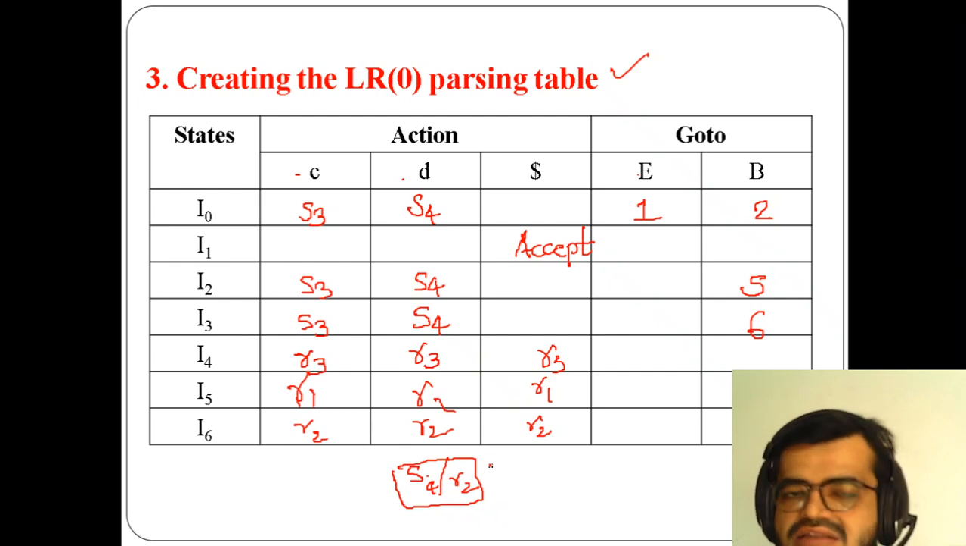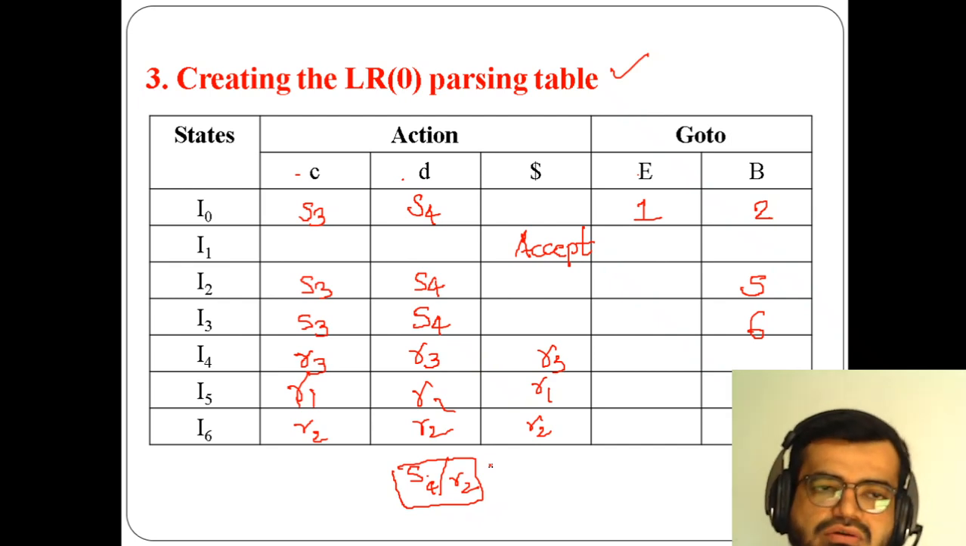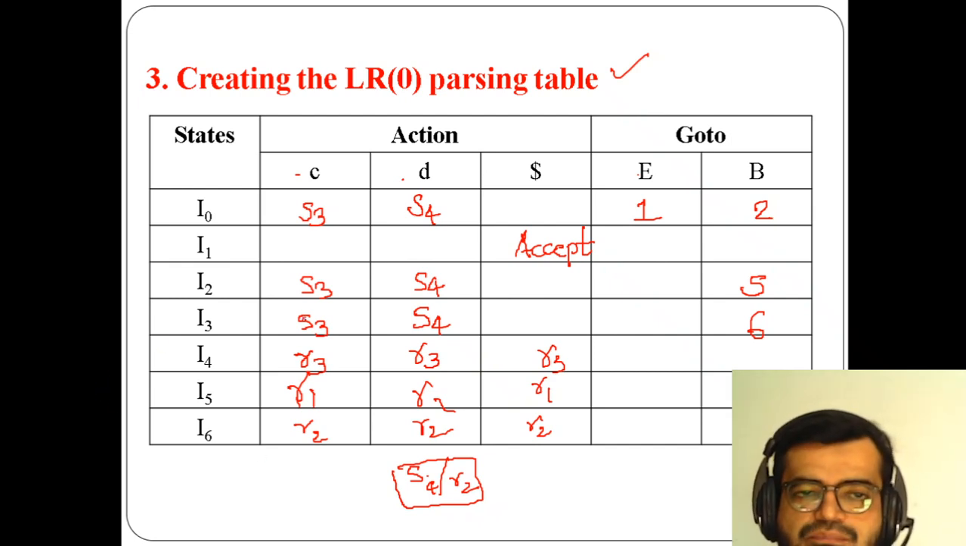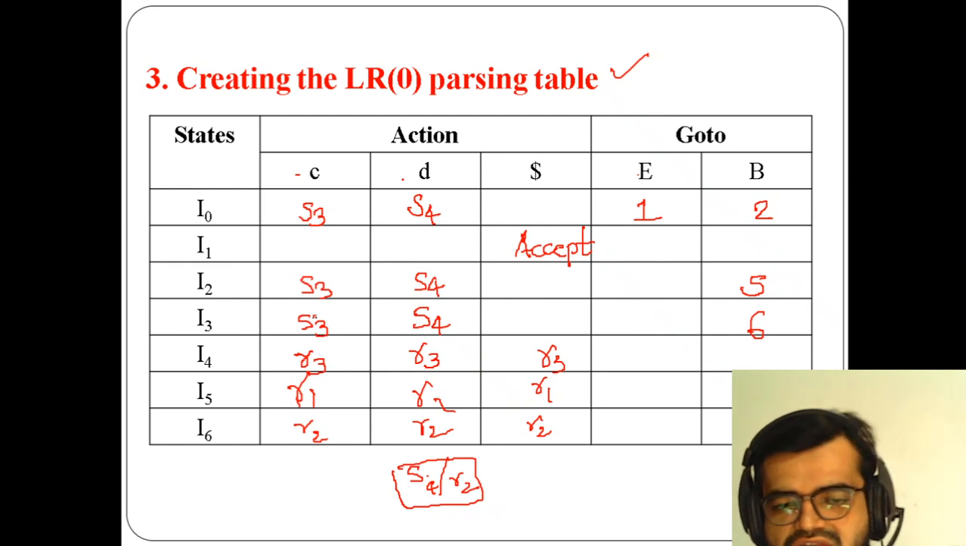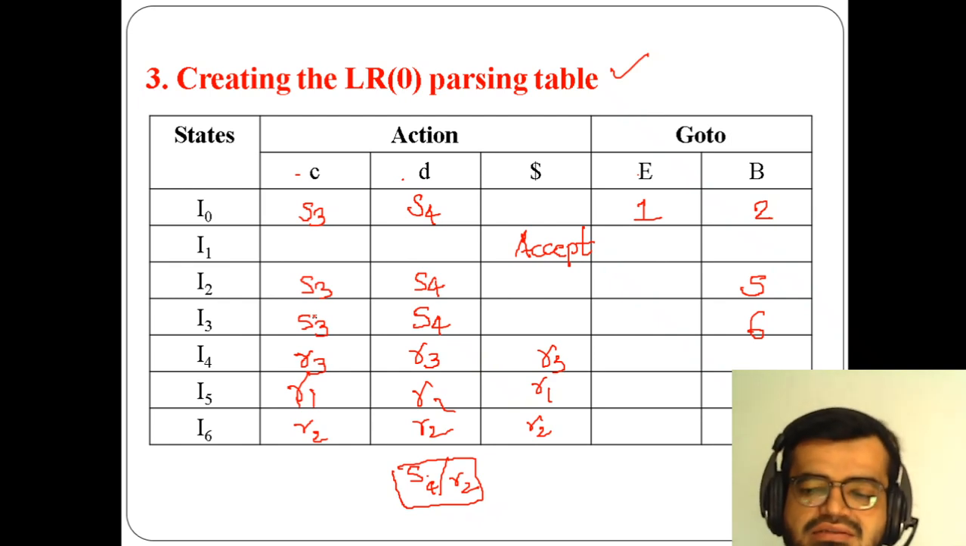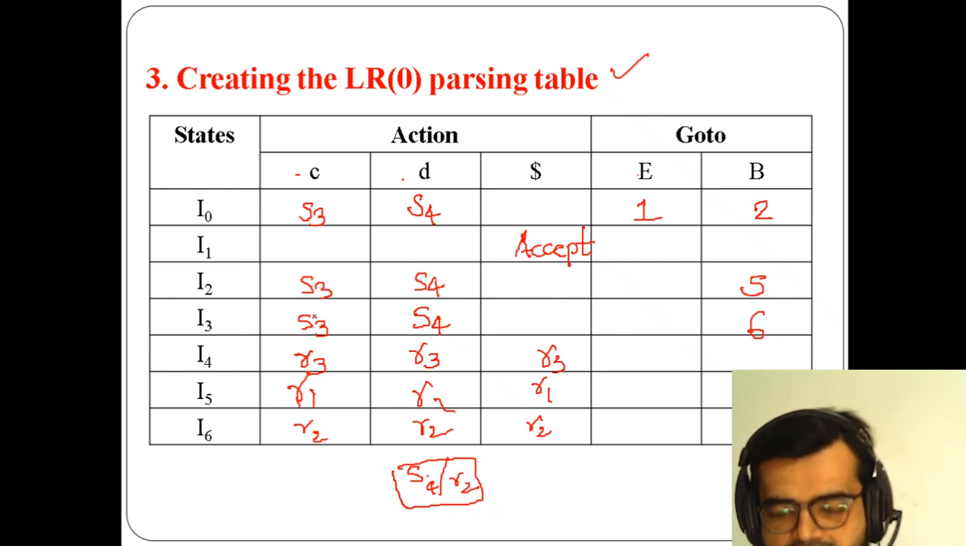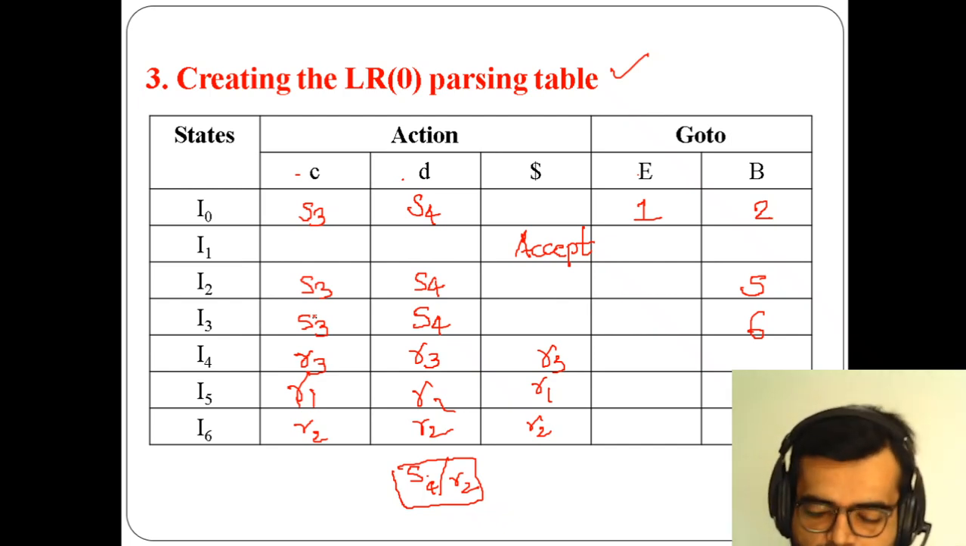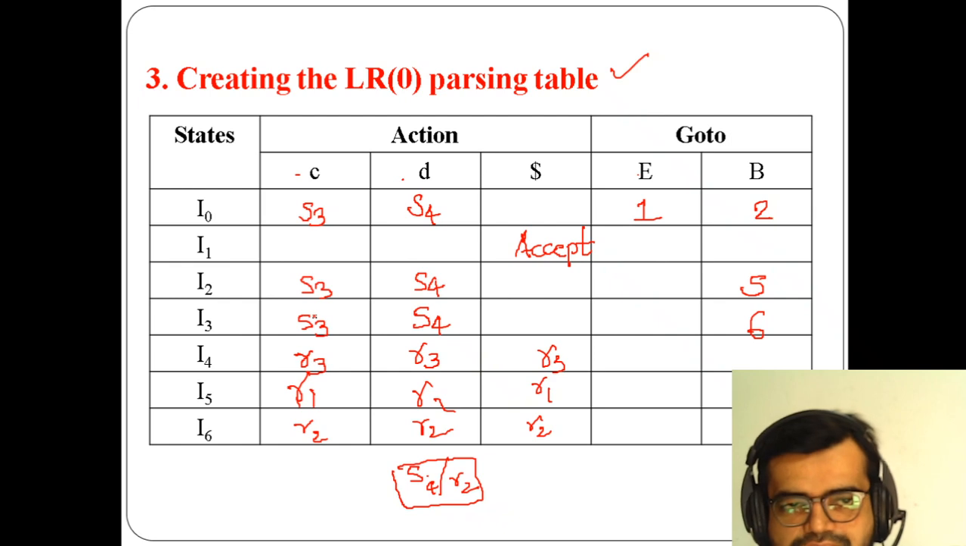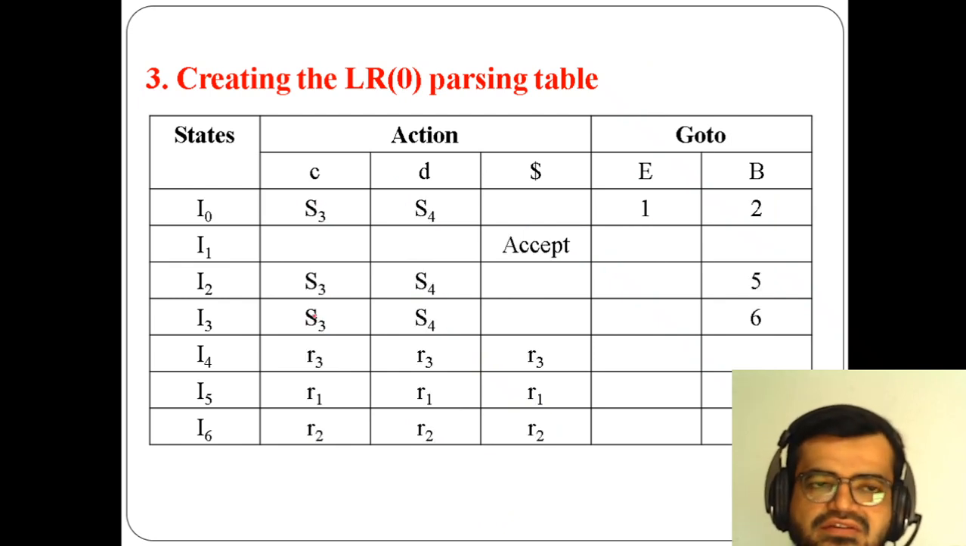In examination, if they ask you just to check whether the given grammar is LR(0) grammar or not, then you have to execute till step 3 only. You shouldn't go to the next step. But if they say you have to draw the parse tree for the given grammar by taking some input string, then you have to go for the next step as well. So this is your step 3.